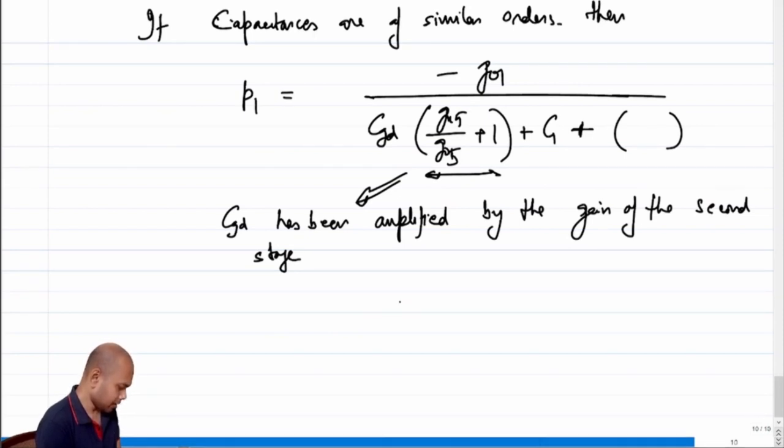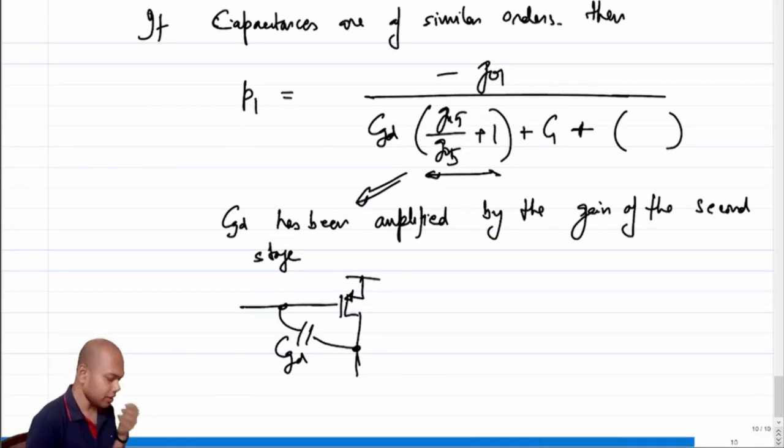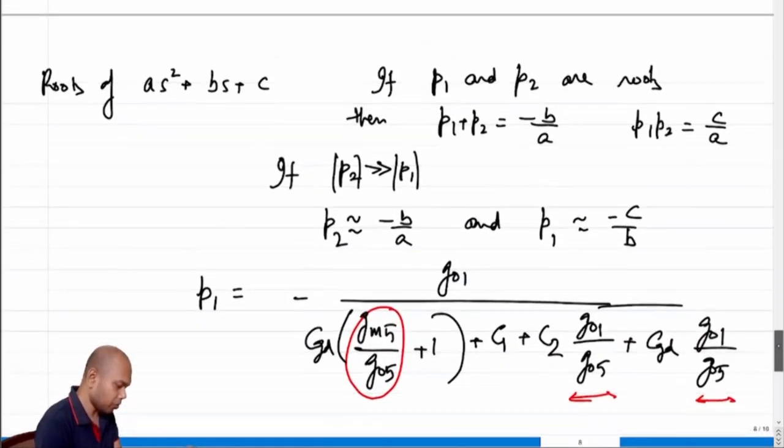So let's say if I only concentrate on the second stage, we had a capacitance here. It seems like this CGD capacitance here is getting amplified for some reason, right? Okay, so we need to investigate that. What about G01? What about the numerator? Why do you think we have a numerator of G01, and what does it signify? What does it point to?